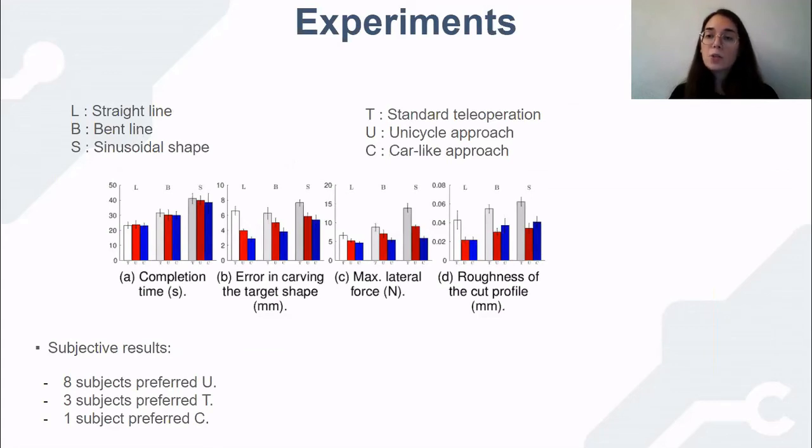However, when we asked the users to rate the different methods, most of them preferred the condition of the unicycle, and only one participant preferred the car-like approach. And this shows that even though the car-like approach performs better in terms of objective metrics, it is not always preferred by the user because it is a bit more complicated.